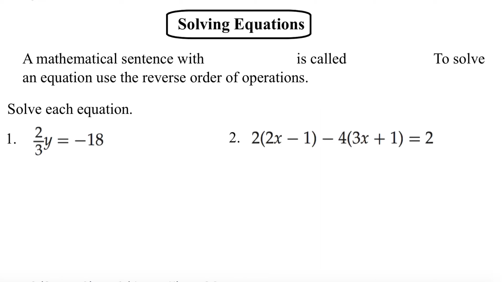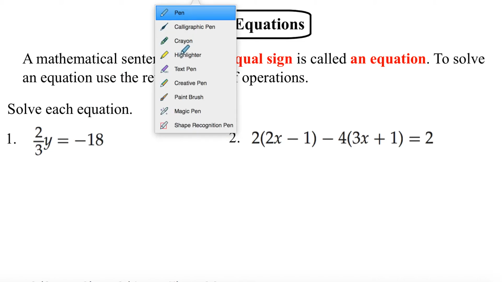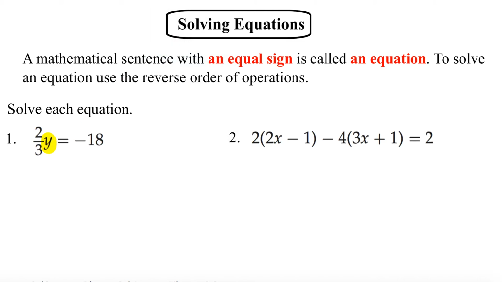So to solve equations, a mathematical sentence that has an equal sign is called an equation. If it has an equal sign, it's an equation. If there's no equal sign, it's just an expression. To solve an equation, we use the reverse order of operations. So here's some examples. This one we want to get y by itself. Remember, when we're solving, we're trying to isolate the variable, trying to get y alone. So here's the thing we're trying to isolate, right? We want to get that all by itself.